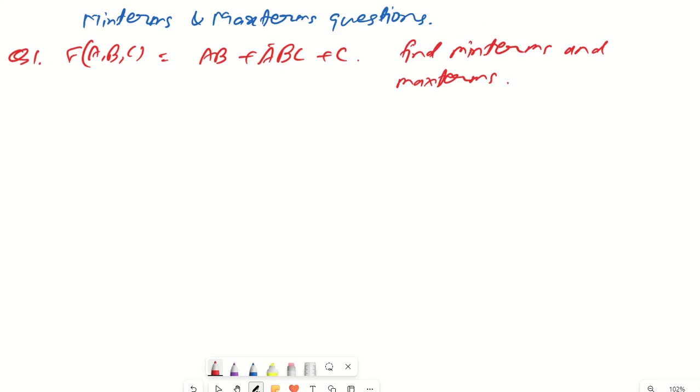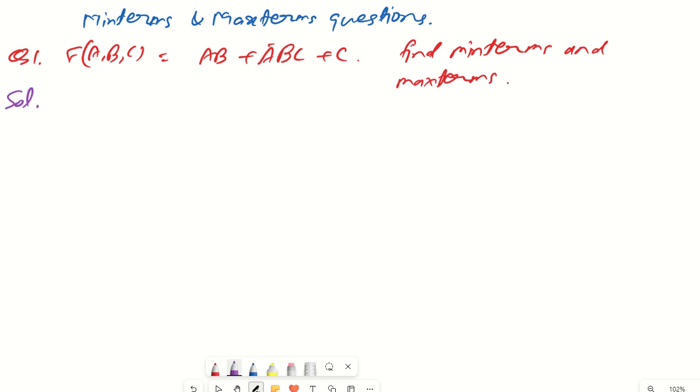So let us start. The question given was asked in last year's GATE. I will try to add one more question in this, which will be on max terms as well. The function of ABC is equal to AB plus A bar BC plus C. We have to identify the min term. So many options are there, however we'll just try to find them, and at the same time, we will try to identify the max term as well. So let us solve this.